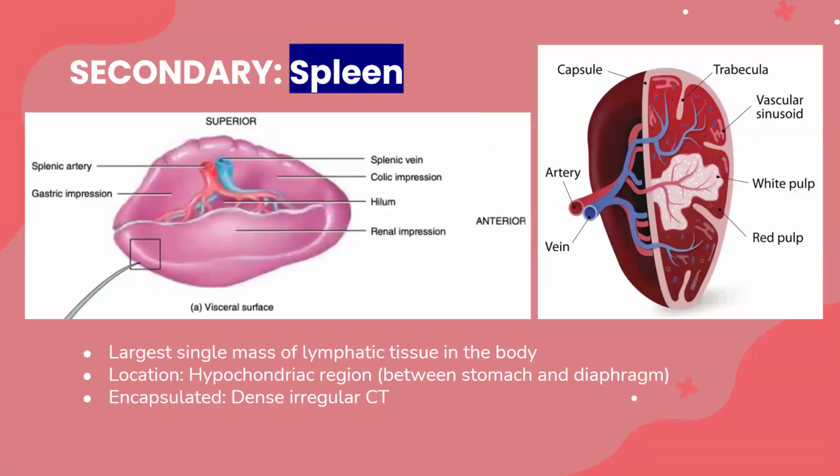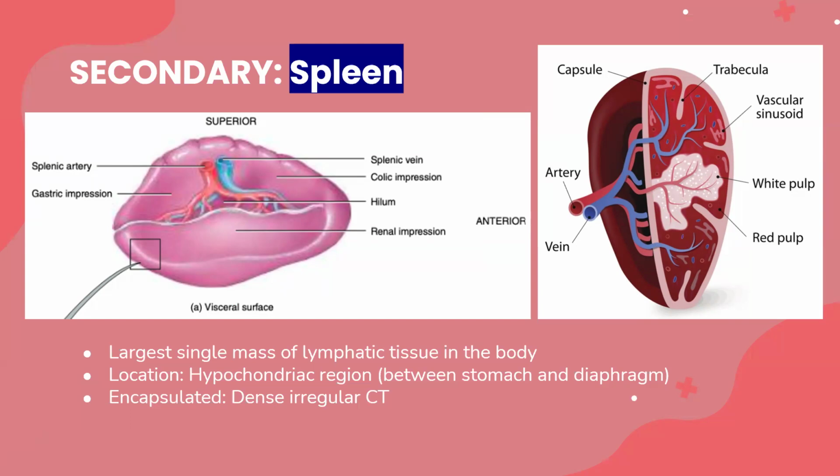Another secondary lymph organ is your spleen. And the spleen is actually the largest single mass of lymphatic tissue in the body. And if you notice, it looks like a very, very big lymph node. Okay, because that's essentially kind of what it is. Okay, a very gigantic lymph tissue bulk. It's located in the hypochondriac region between the stomach and the diaphragm in the upper left quadrant of the abdomen. Okay? It's also encapsulated just like the thymus and the lymph node. And the capsule still made of dense, irregular connective tissue.